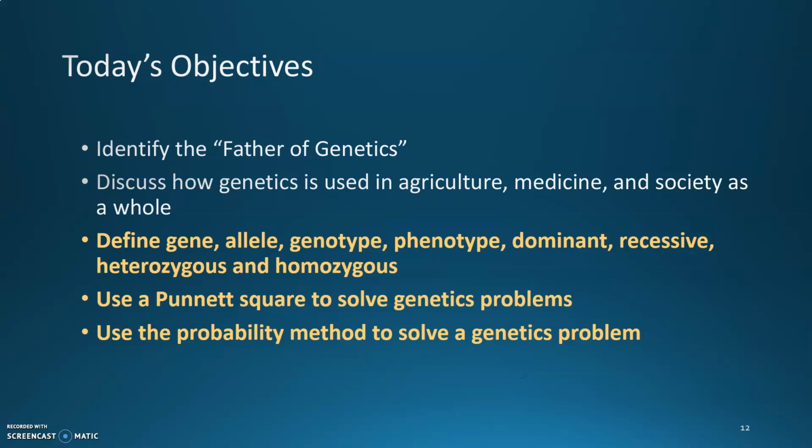This is a lecture on genetics from October 12th, 2020. And in this part of the lecture, we're going to define some terms that are going to be important in understanding genetics, as well as talk about how to solve genetics problems using Punnett squares, as well as the probability method.